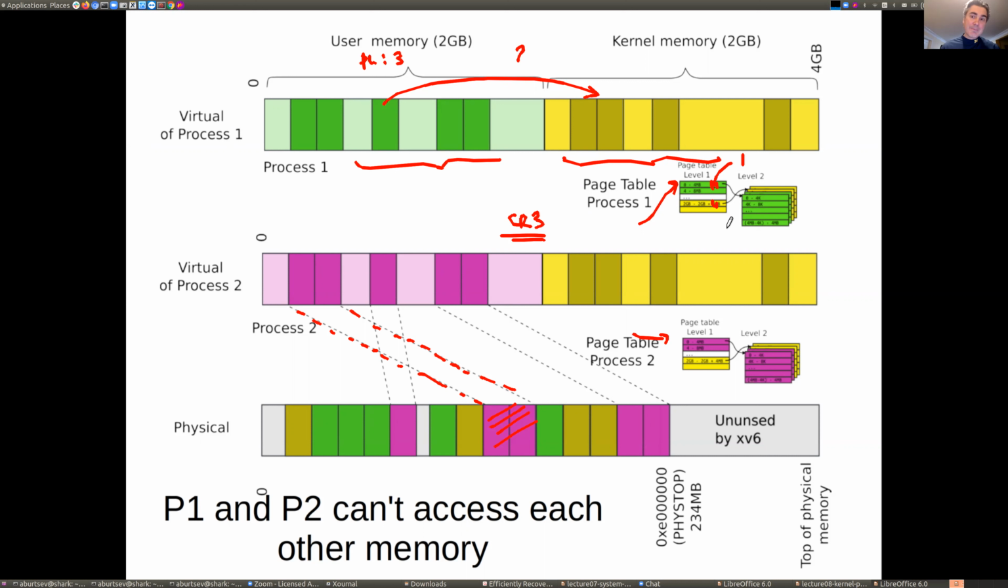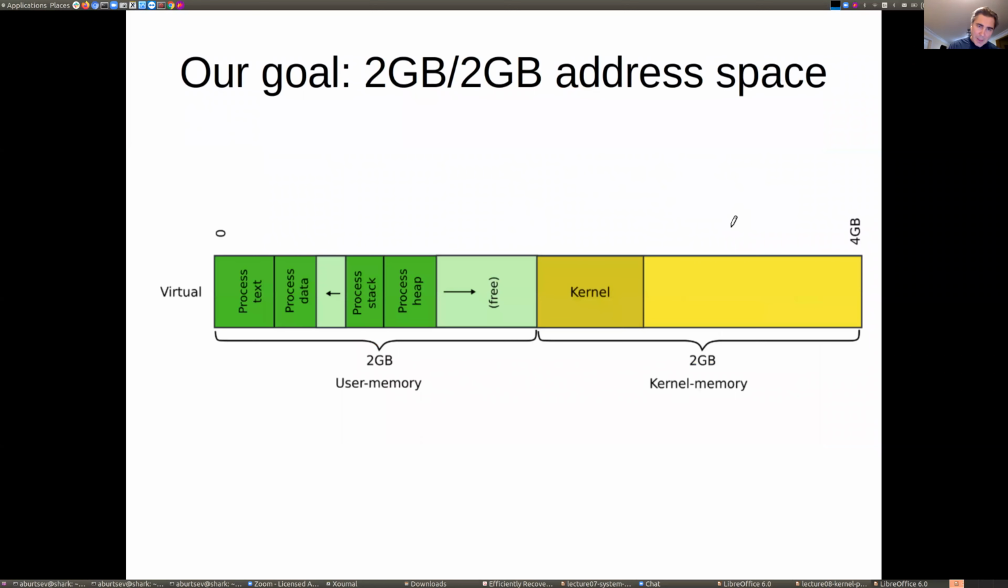So hopefully you have some intuition about it, but we'll come back to this later, so don't worry about it. Our goal is to build this address space. The lower part belongs to the user, the upper part belongs to the kernel. Right now we have an address space, a page table, which maps 4 megabytes from this region and 4 megabytes from this region, and nothing else.